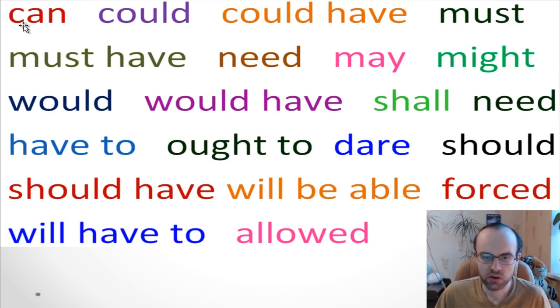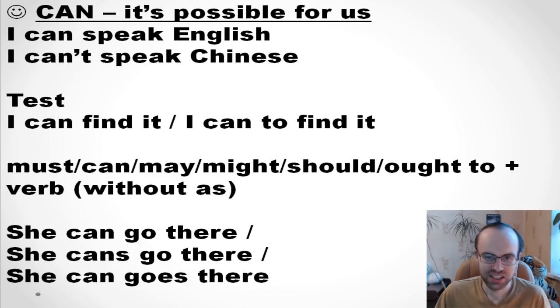Okay, so really, first, let's talk about can. It's very easy. Really, it's very easy. So can means that it's possible for us. For example, you can say, I can speak English, but I can't speak Chinese. Okay, I can't speak Chinese.